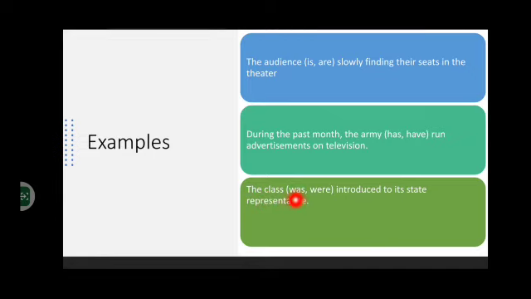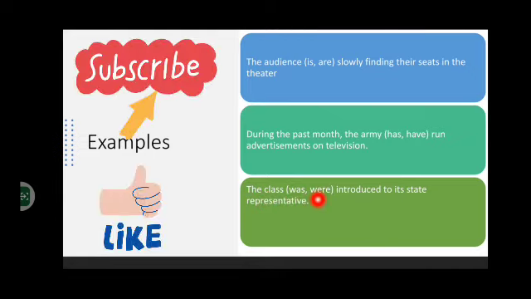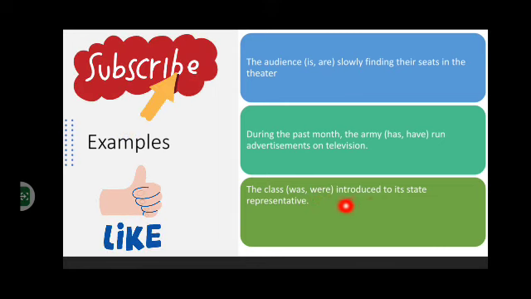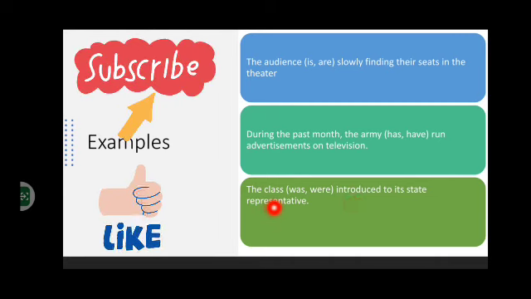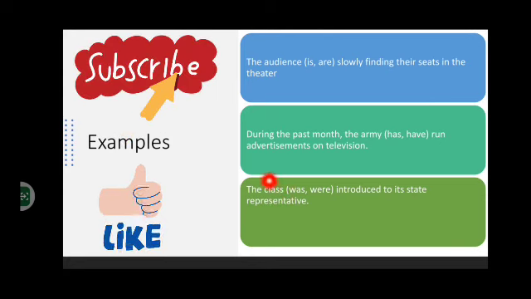If you're taking every member of the class, then you are going to use "were." In this context, the sentence tells us that we are taking class as a whole. So, "The class was introduced to its state representative." We are taking a class as a whole, and as a whole, we are going to use "was."